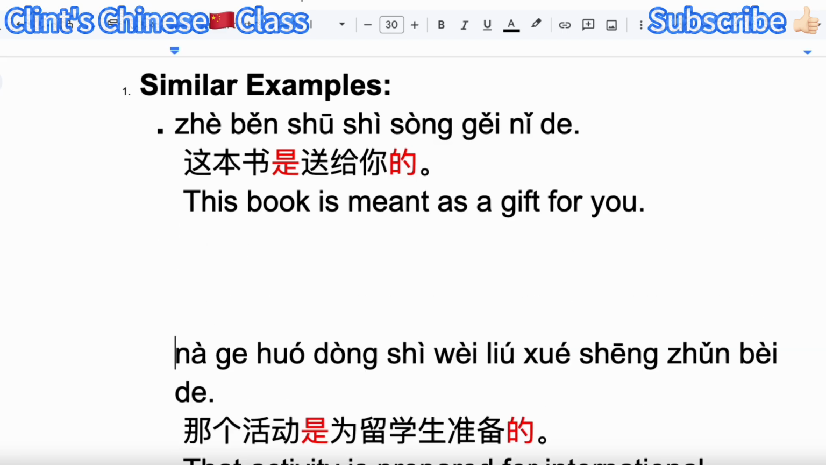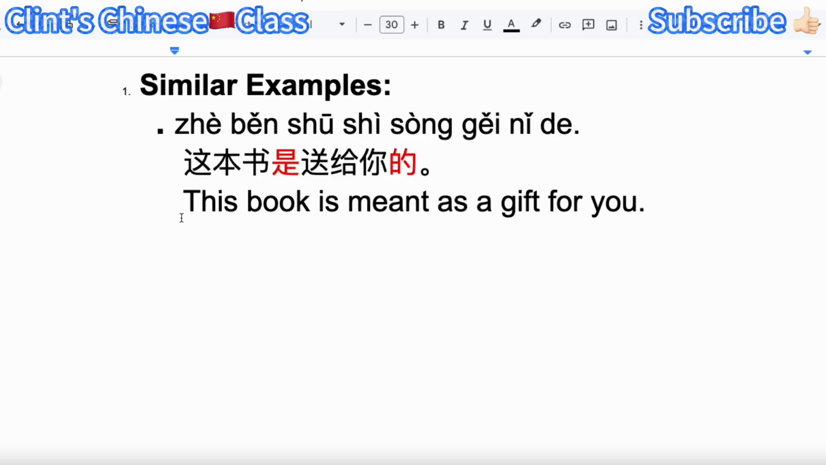like this book is for you. Now the subject is 这本书. Okay, that's easy to understand. And for or was sent to you. 送给 is sent or send. Here is a passive voice. This book was sent to you. 送 usually means gift. You give somebody a gift.